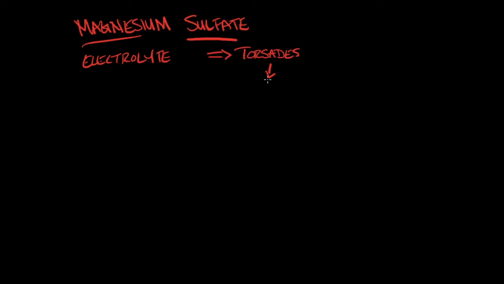is that most of these patients, in order to lay down the foundation for torsades, are going to have a long QT. And this can be drug-induced or medication-induced or genetic. But the problem is a lot of our antiarrhythmics cause long QT. So we don't want to add to it. So we're going to use magnesium sulfate.